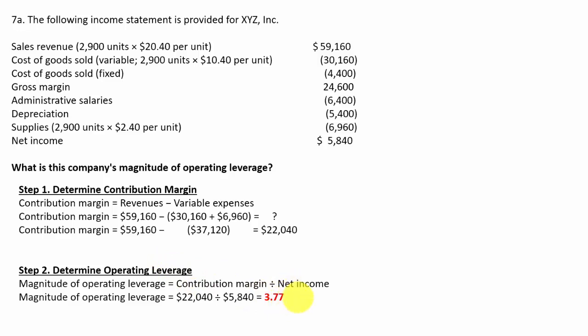That means this. That means that every time you raise your revenue $1, you're going to go up $3.77 in net income. So just think about that. Every time you get your revenue up $1 more, that gives you $3.77 worth of profit.